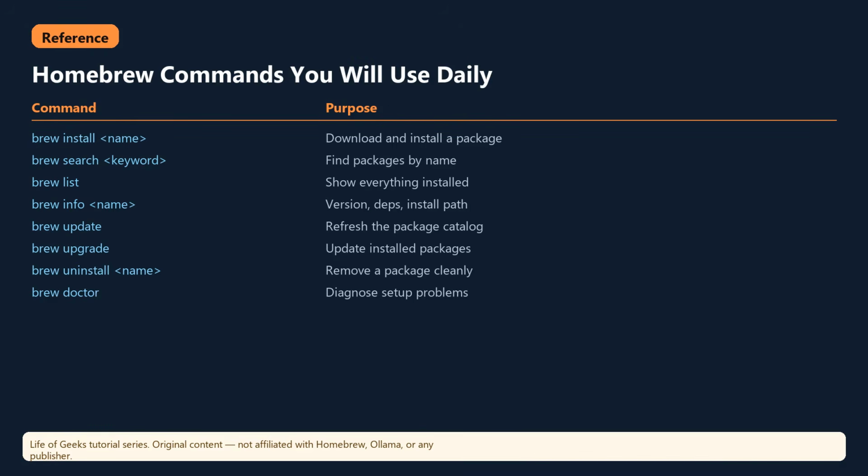Memorize 8 commands and you are set. Install with brew install name. Search with brew search keyword. List with brew list. Inspect with brew info name. Great for spotting dependencies before a big install. Refresh the catalog with brew update, then brew upgrade to pull new versions. Remove with brew uninstall name. Diagnose with brew doctor. Pro rhythm: update, then upgrade maybe monthly.